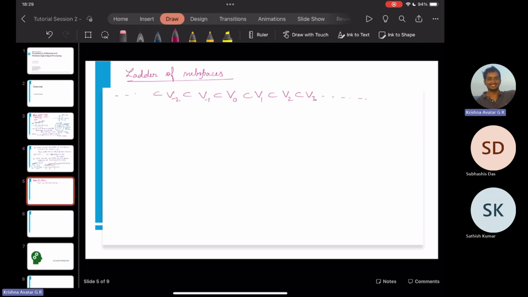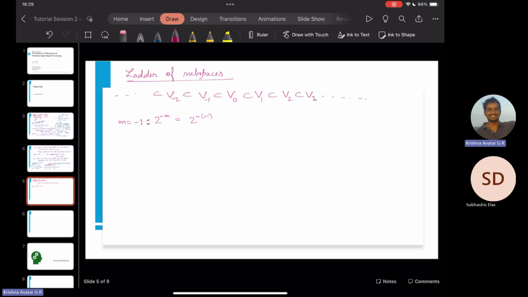So you'll ask me, okay, what is V minus 1? In V minus 1, since we already had m here, here m is equal to -1. So this will be 2 to the power of minus m, which is 2 to the power of 1, which is equal to 2. So on the left hand side of V0, we are actually increasing the intervals on which we have a constant piecewise approximation, right?